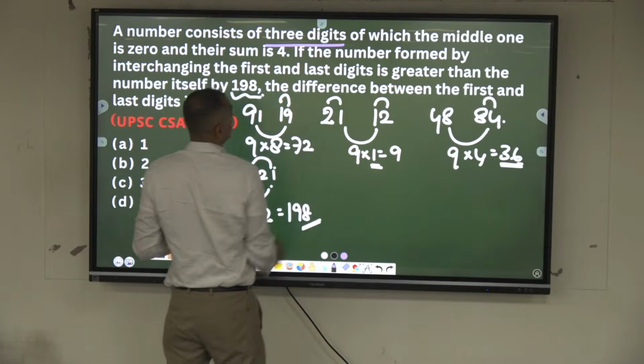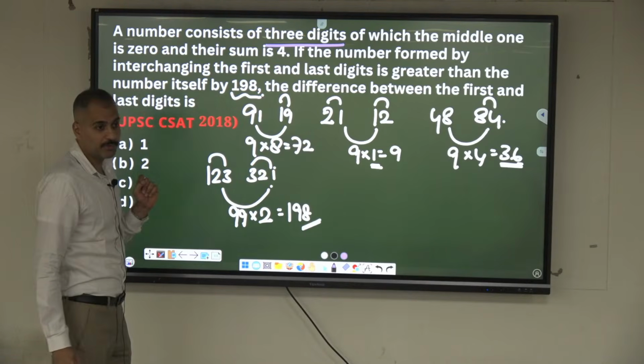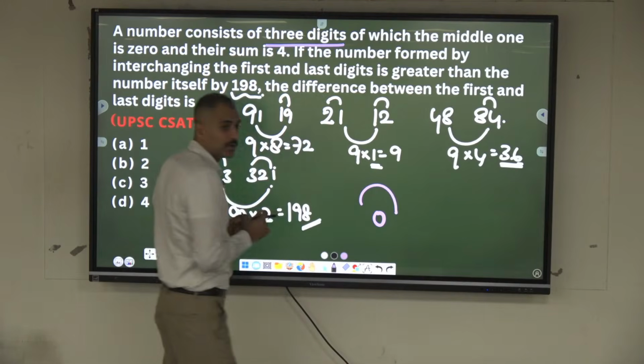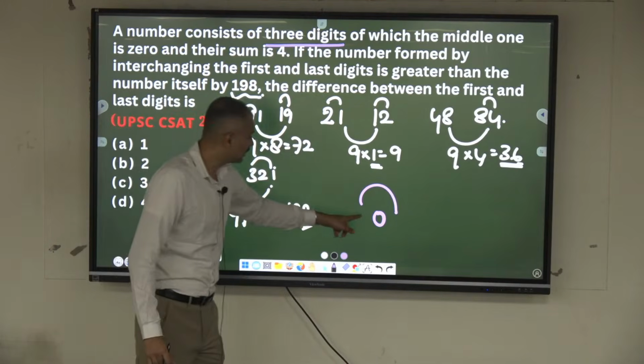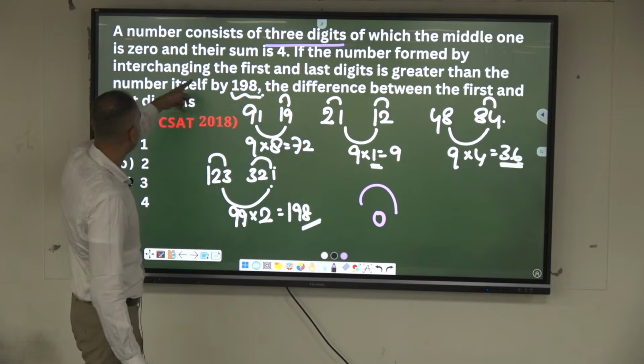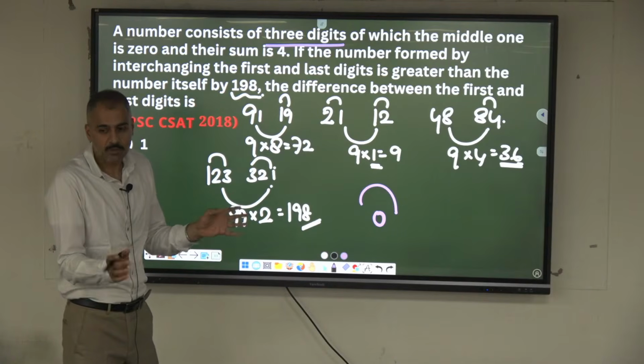How many digit number is here? Okay, a 3-digit number, in which the middle one is 0 and their sum is 4. Meaning the first and the last digits' sum has to be 4. If the number formed by interchanging the first and the last digit is greater than the number itself by 198, that's what greater than means. The difference has to be 198.